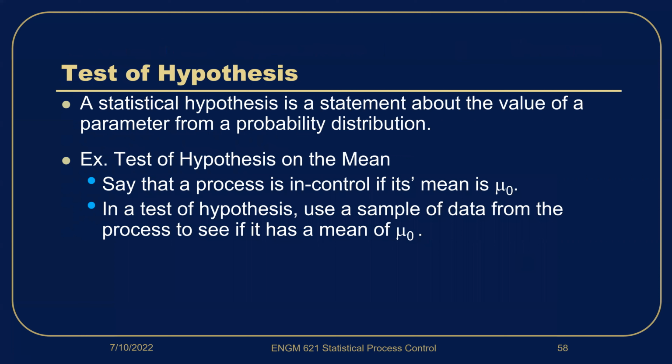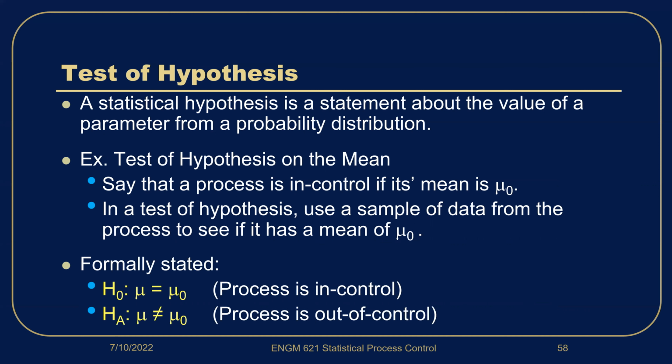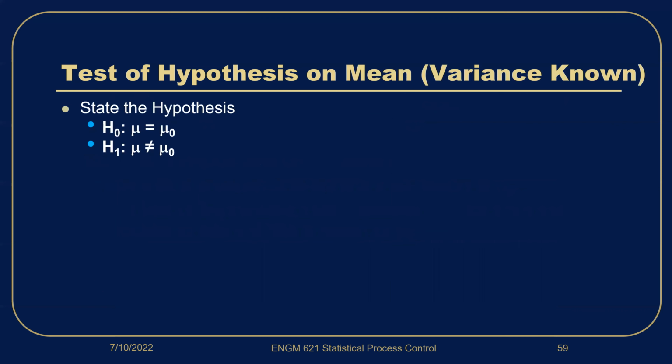Let's review hypothesis tests and see how they relate to control charts. A statistical hypothesis is a statement about the value of a parameter from a probability distribution. For example, use a sample of data to test if the mean equals mu0. If the process is in control, the mean should be mu0 or not too much different than mu0. The null and alternative hypotheses are stated like this. If the null is accepted, then we conclude the process is in control. Otherwise, the process is out of control.